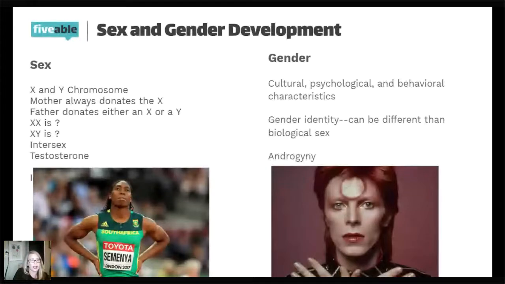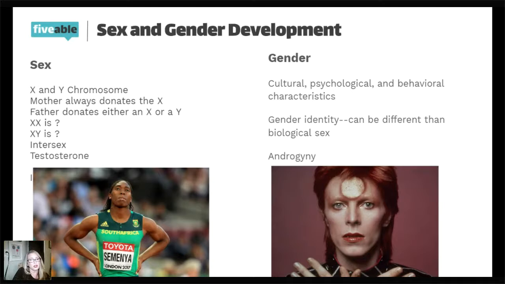Some people, though, have physical characteristics of both sexes, and we call those people intersex. And that doesn't necessarily mean that they have both physical genitalia, but it can mean that they have more testosterone, for example, in women. Now, testosterone is not solely a male hormone. Women have testosterone too, but when women have elevated levels of testosterone, it can show physically.